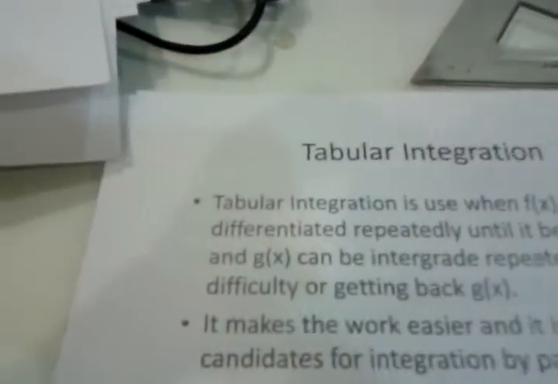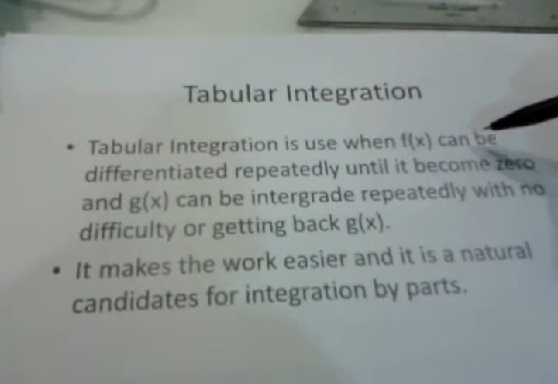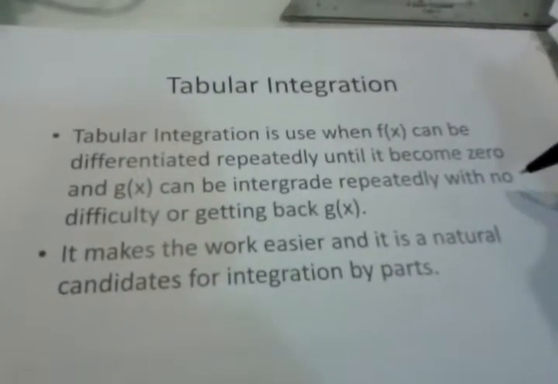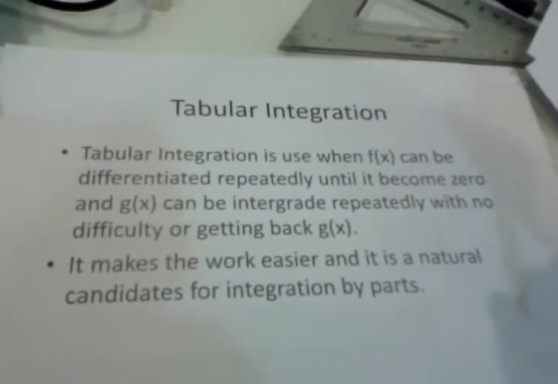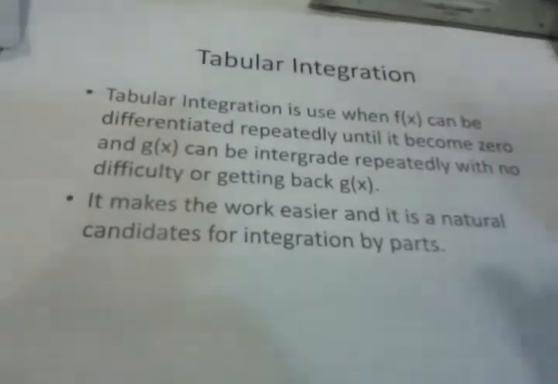So the last thing I'm going to talk about is tabular integration. Tabular integration is used when f(x) can be differentiated repeatedly until it becomes 0 and g(x) can be integrated repeatedly with no difficulty. It will make the work easier and it is a natural candidate for integration by parts.